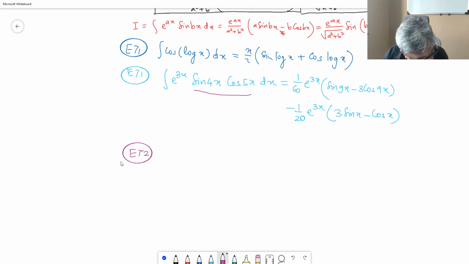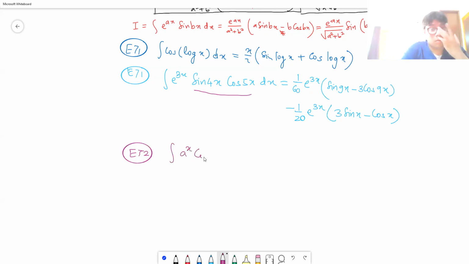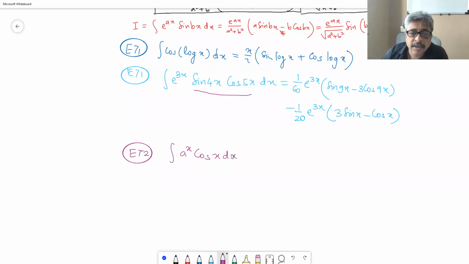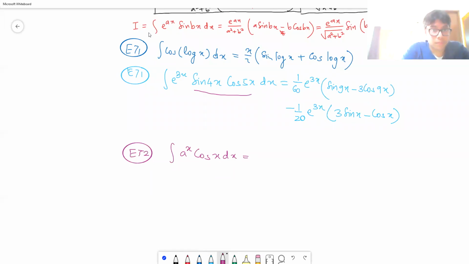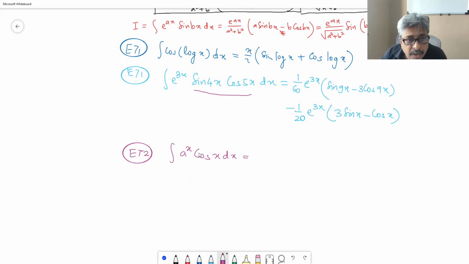E72. Integral a raised to x cos x dx is equal to. You wrote 71 twice. So this is 72. This is 73.